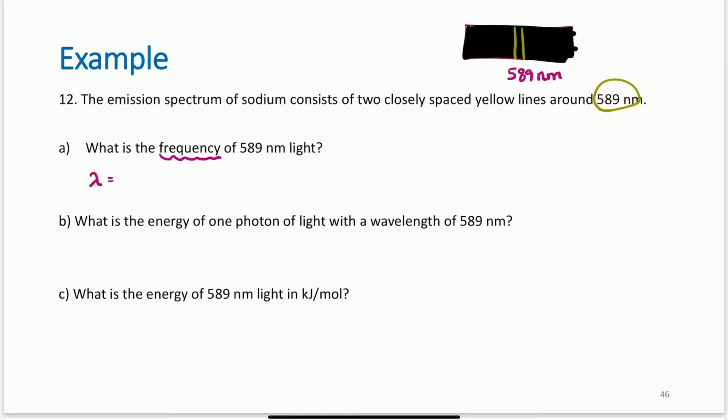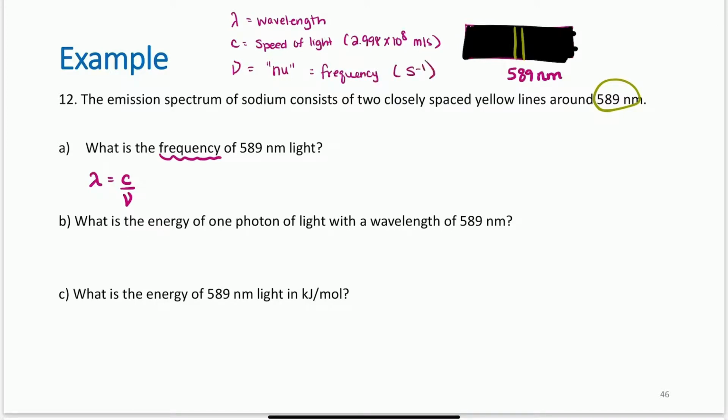Well, I know lambda is equal to c over nu, and that is the relationship I can use to relate wavelength and frequency. Because again, lambda is wavelength, c is speed of light, which is a constant, 2.998 times 10 to the 8th meters per second. And nu, it looks like a V, but it's pronounced nu, like NU, it's a Greek letter, is your frequency, which has units seconds to the -1. So I want to know the frequency of 589 nanometers of light.